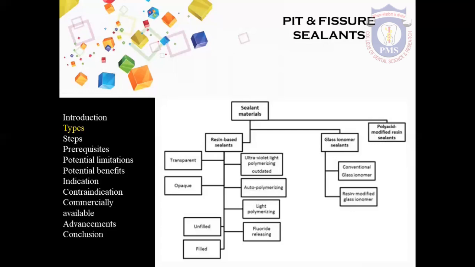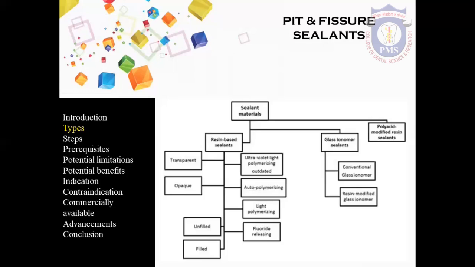So if we have satisfactory isolation, we have to go for resin-based sealant. Depending upon the aesthetic demands of the patient or the caries risk of the patient, you have to choose whether to go for a transparent or opaque sealant. And if the isolation is compromised, we have to go for glass ionomer cement. It can be either conventional or a resin modified glass ionomer cement. Type 4 GIC is usually used for sealant application.